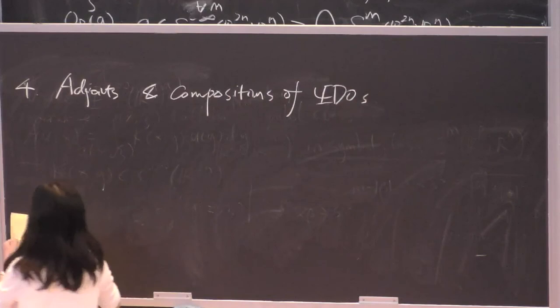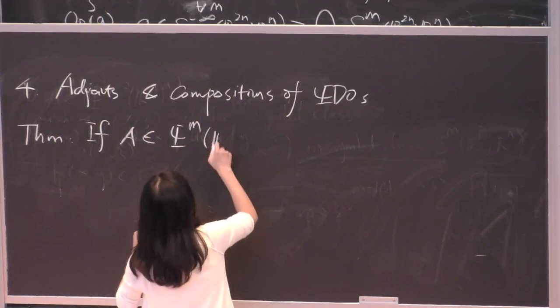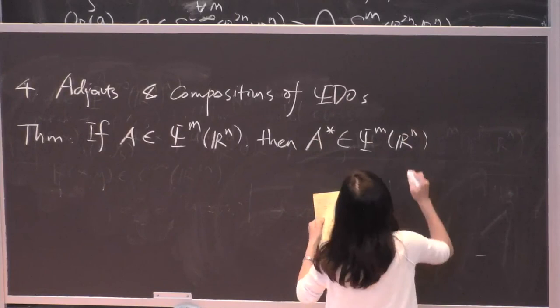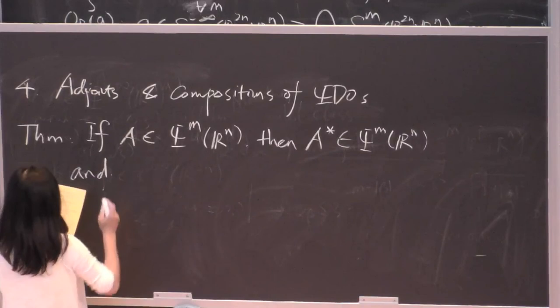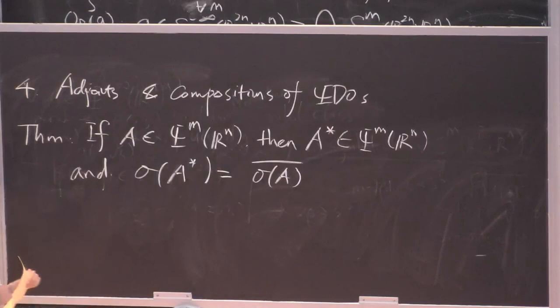Okay, so the first theorem is simple, which I'll finish in the next 2 minutes, is that if A is an m-th order pseudo-differential operator, then its adjoint, its L2 adjoint, as I defined above, is also a pseudo-differential operator. Moreover, it's quite easy to compute the principal symbol. So sigma of A star is going to be equal to sigma of A, taking its complex conjugate.